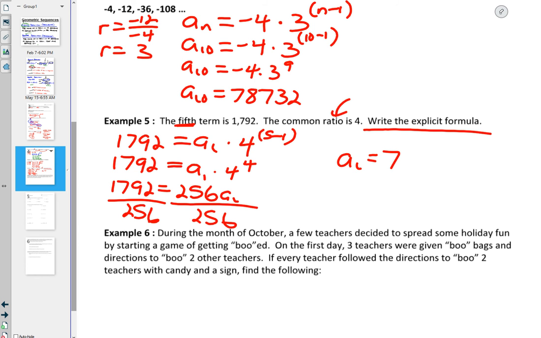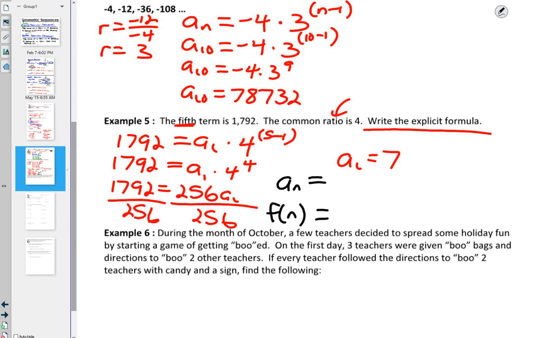No, because they asked for the explicit formula. So the explicit formula is a sub n. Here, I'll write it both ways to hopefully avoid confusion. I'll write it 2 different ways. On the original notes, I had it in function notation. Here they have it in sub notation.